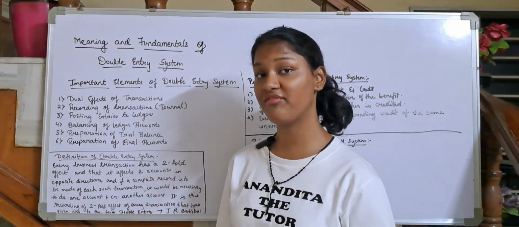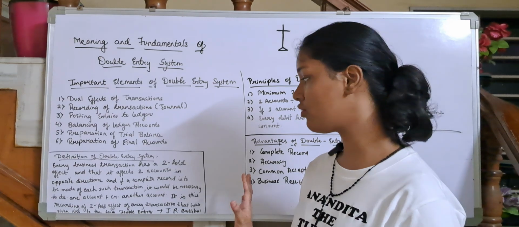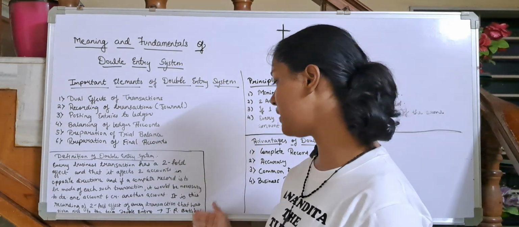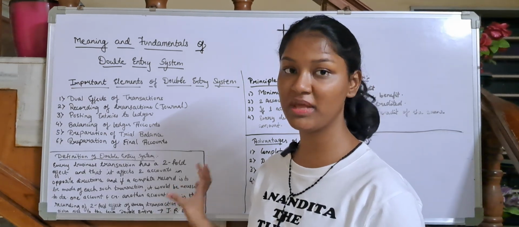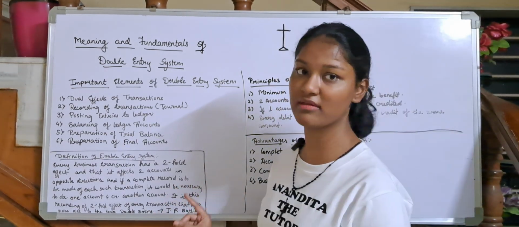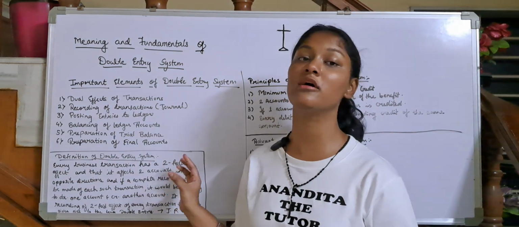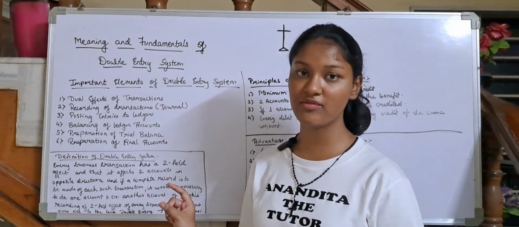Now we'll learn the definition of double entry system. In exam, you will not be able to write this much. If you are able to write, then please write. But be careful. Every word should be exact. If you are planning to write the definition, every word should be exact.